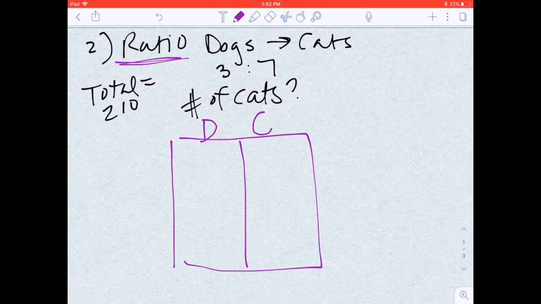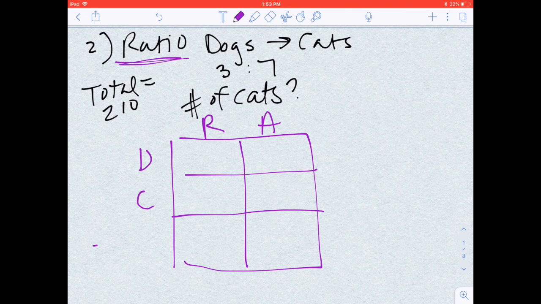Oh, no. No, no, don't do that. This is my ratio, and that's my actual. And this is my dogs, and this is my cats. There we go. That looks better. But I'm also going to have a total. So my ratio is 3 dogs to 7 cats.